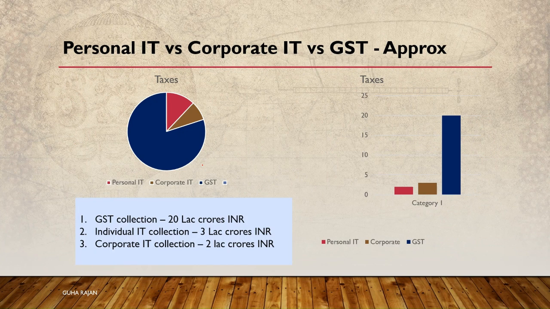So, coming back, why does GST have such a high focus area? Why not individual income tax or corporate income tax? The catch here is the value. If you look at it, GST collection is going up year on year. Individual tax collection is also going up, no doubt. But if you look at the volume, GST is about 20 lakh crore INR. That's almost 10 times the corporate income tax collection, and 7 times the individual income tax collection. So it is a huge chunk of money.